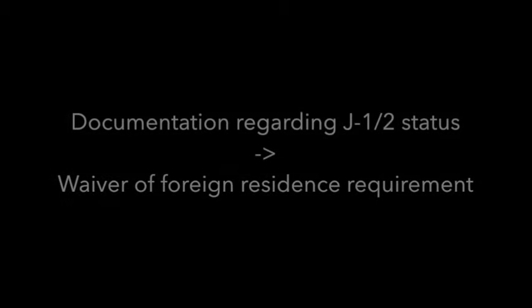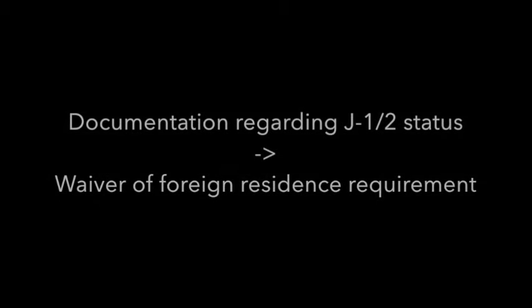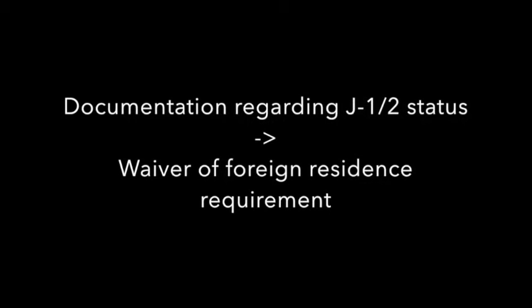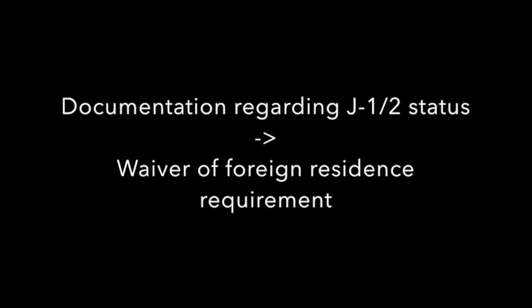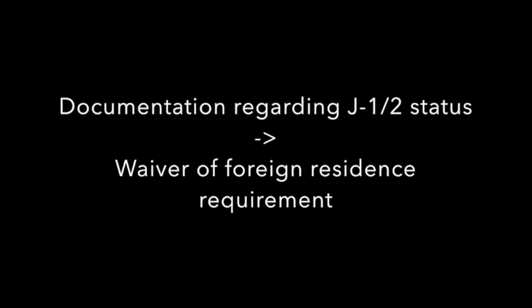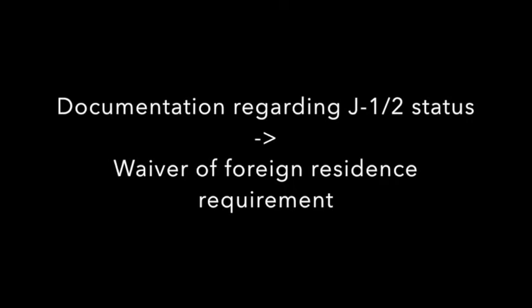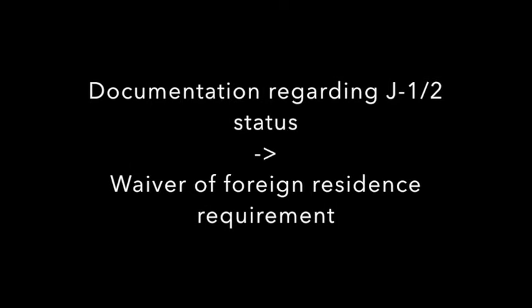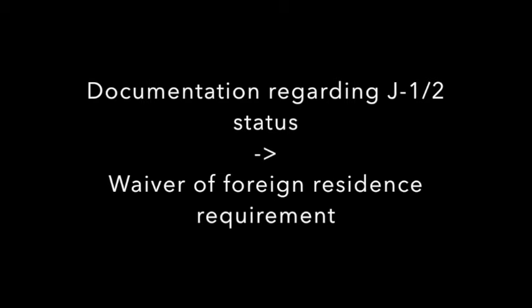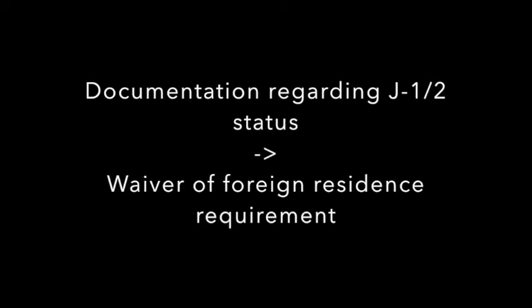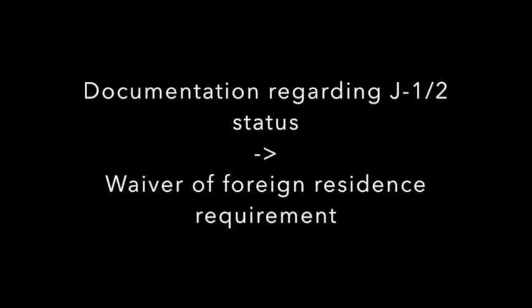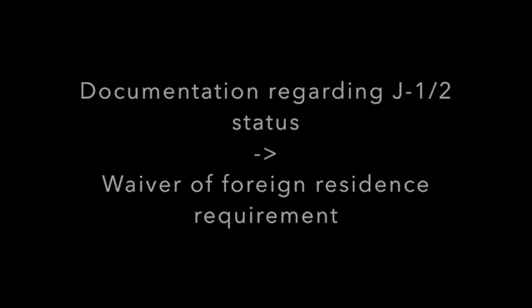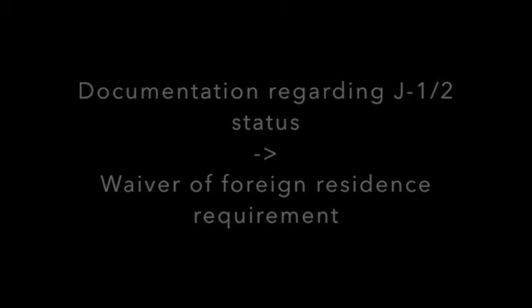Documentation regarding J1 and J2 exchange visitor status. This only applies to certain J1 and J2 visa holders. Some J visas require the holder to go back to their home country for certain years before they can immigrate to the U.S. If you haven't done so and do not intend to do so, before submitting I-485, you need to waive the foreign residence requirement. This documentation refers to the notification showing that you have obtained the waiver for foreign residence requirement. I am not going to go into details on how to get the waiver, because it is another complex question. I will try to explain in another video.